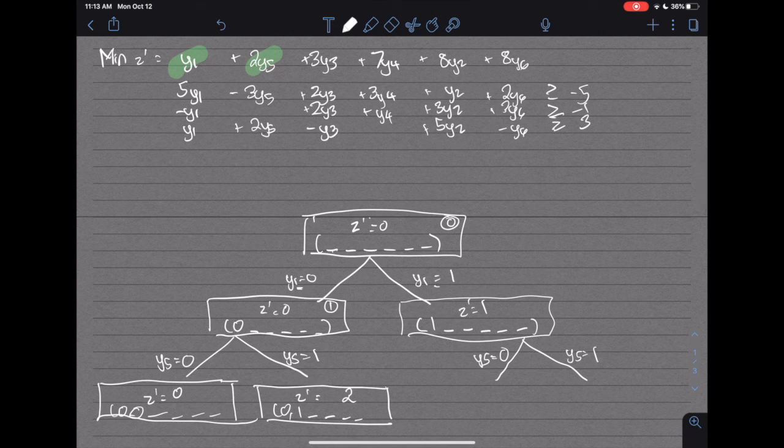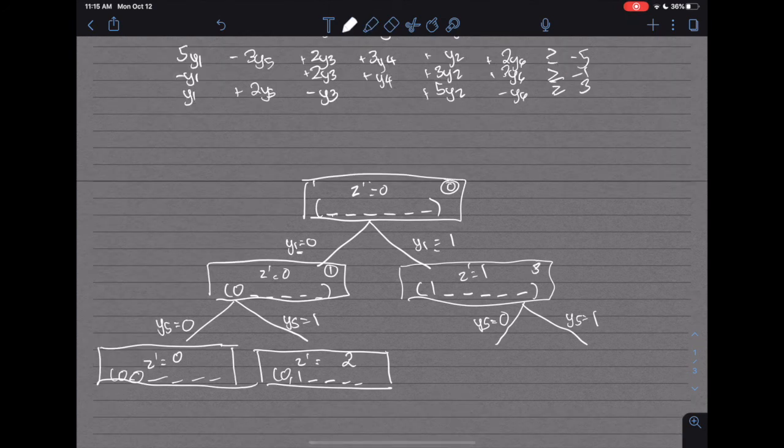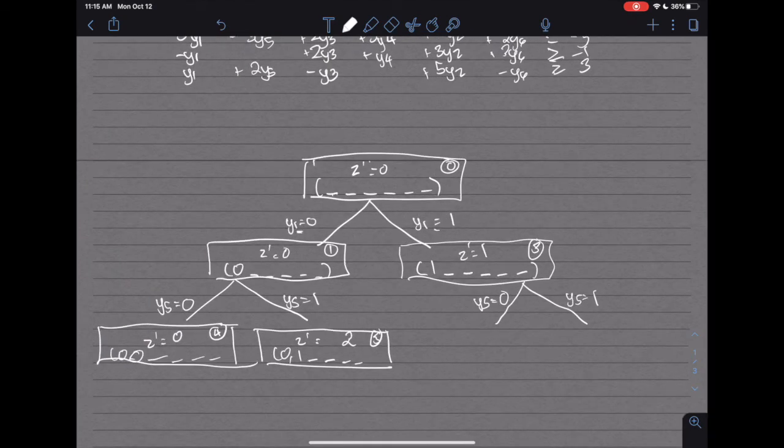And then let's look at your constraints. 0 minus 3 is greater than or equal to negative 5. Negative 3 is greater than or equal to negative 5. 0 is greater than or equal to negative 1. Yes. 0 plus 2, is it greater than or equal to 3? No. Therefore, this node is still infeasible, and therefore we cannot fathom. Let's name this node 3, node 4, node 5. You don't necessarily have to name the nodes. This is just me naming it so that I can explain it better for you guys.